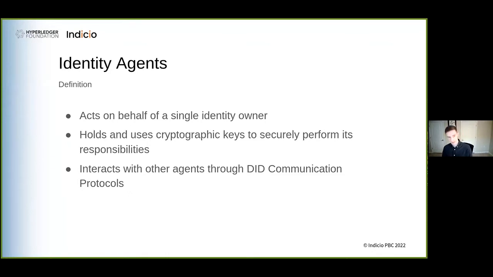To give a more formal definition, identity agents act on behalf of a single identity owner. As Scott discussed previously, this could be an individual, could also be a business, university, government, as well as Internet of Things devices. Anything that it makes sense to attribute an identity to can be represented through an identity agent. These agents also hold and use the cryptographic keys to securely perform their responsibilities, of course, as we just discussed. And these agents interact with other agents through DID communication protocols, which we will talk about at length in just a moment.